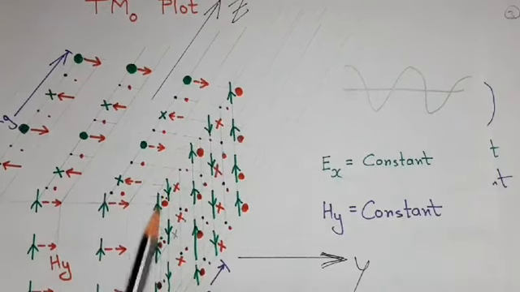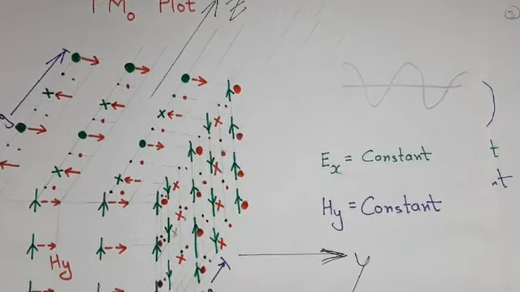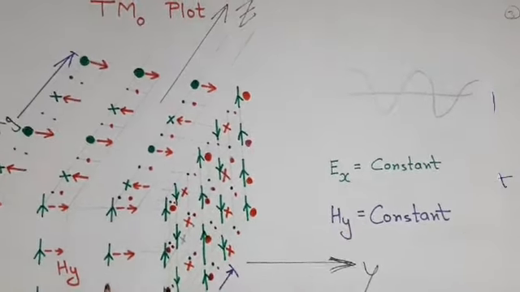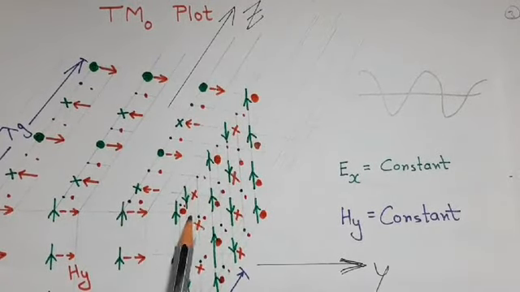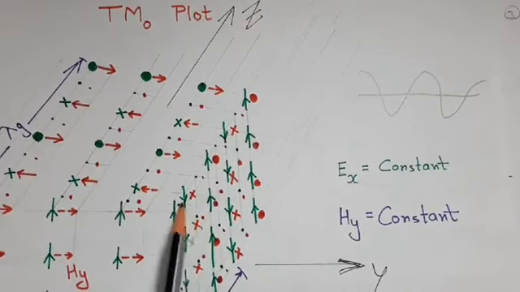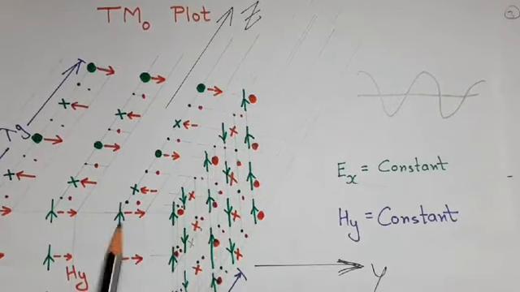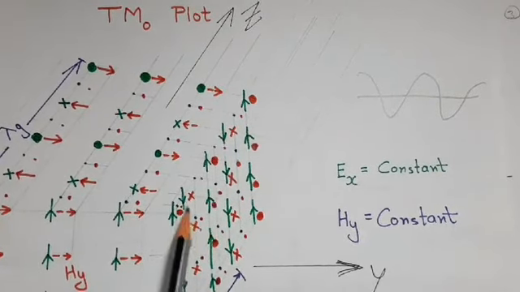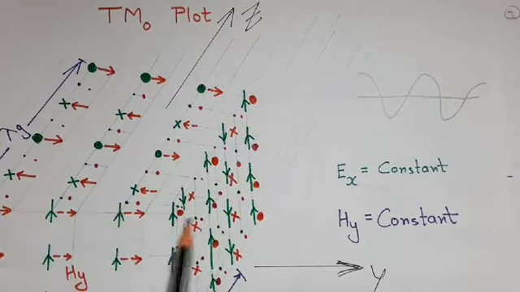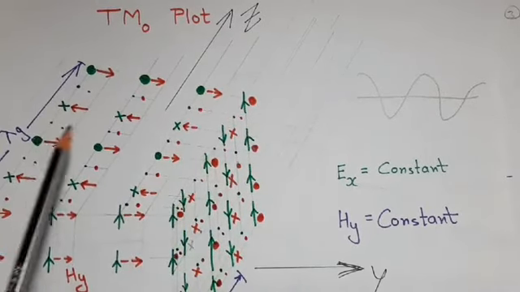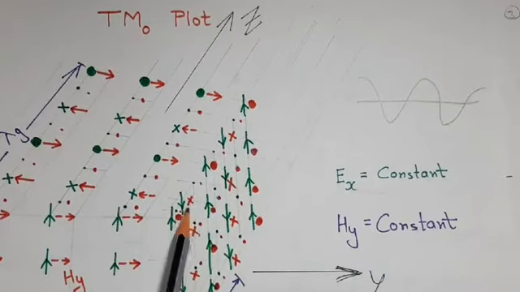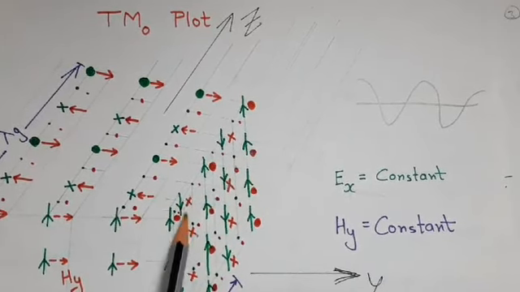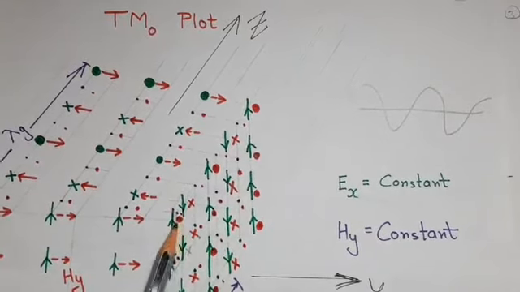Now if we talk about the magnetic field, that is Hy, then in side view, Hy would be visible in terms of dot and cross. If the field is coming towards us, then we will see the head of the arrow, which can be represented by a dot, and if the field is going away from us, then the tail of the arrow would be visible and we can represent it by a cross. So Hy can be represented by dot and cross.